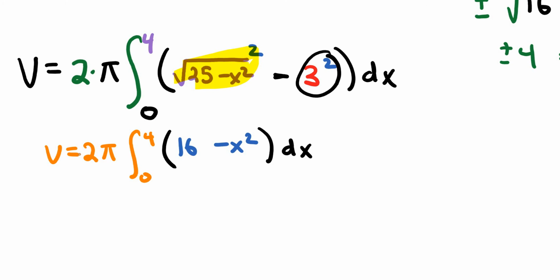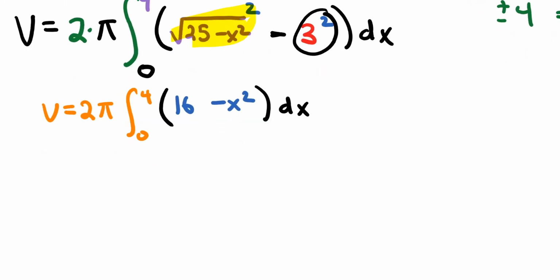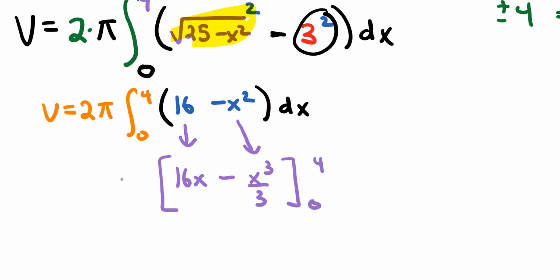All right, so I simplified as much as I possibly can, and now it's time to find the antiderivative here. So the antiderivative of 16 is going to be 16x minus, and then the antiderivative of x squared is going to be x cubed divided by 3, going all the way from 0 to 4, and then the 2 pi in front.